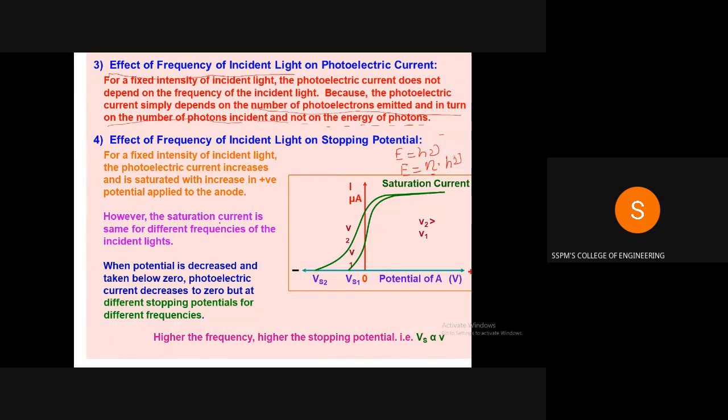However, saturation current is the same for different frequencies of the incident light. When potential is decreased and taken below zero, then photoelectric current decreases to zero, but at different potential. Stopping potential is different. Saturation current is at the same potential.